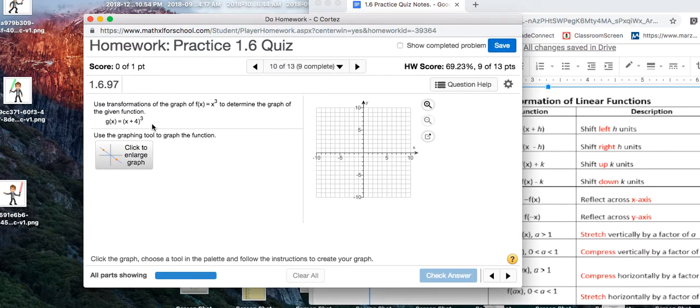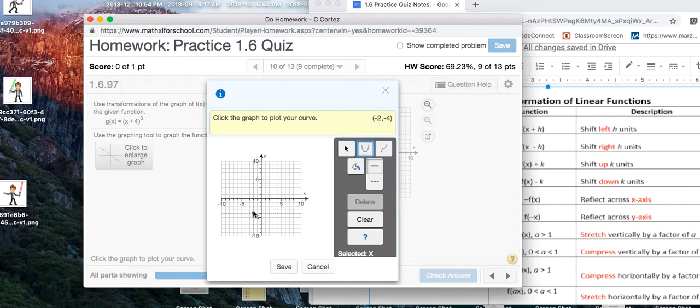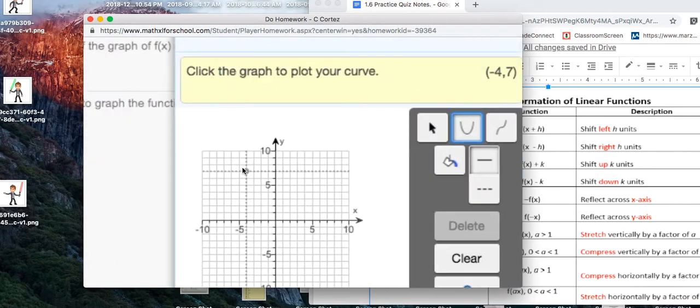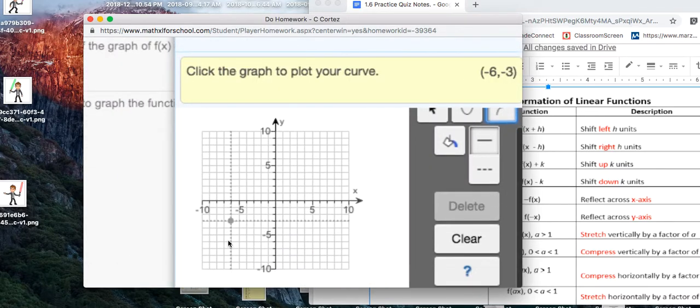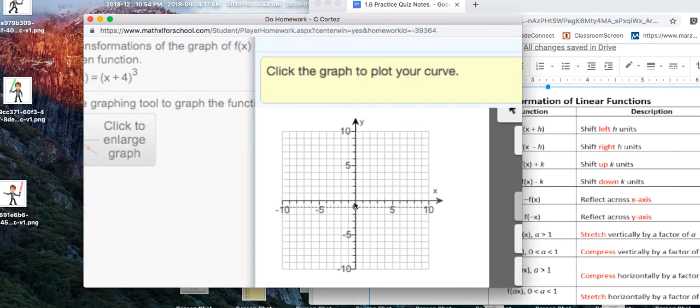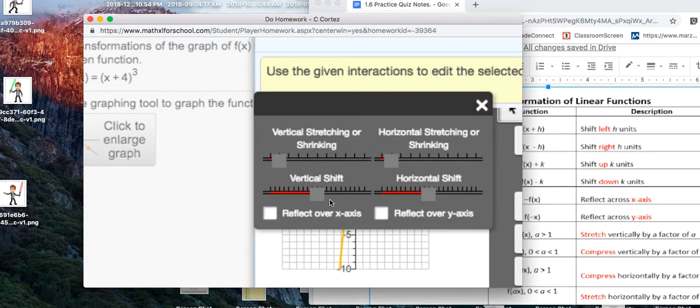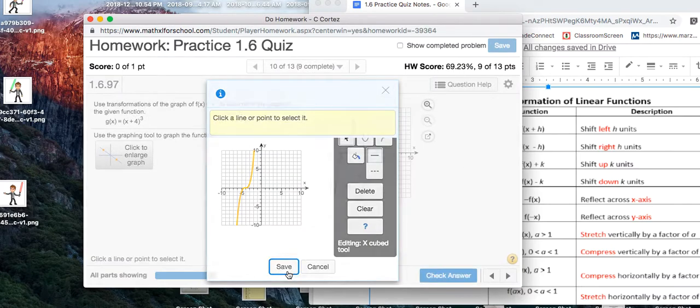We now are cubing this, but it's just going over horizontally 4 units to the left. So we're getting x cubed now. This moves over 4 units to the left. So horizontal shift is over 4 units. And that's really it.